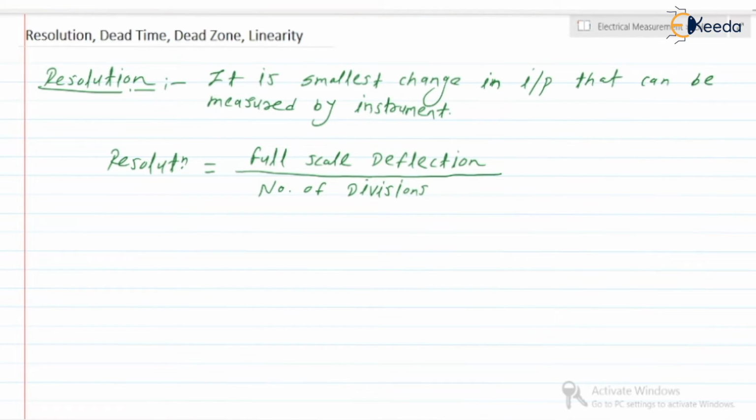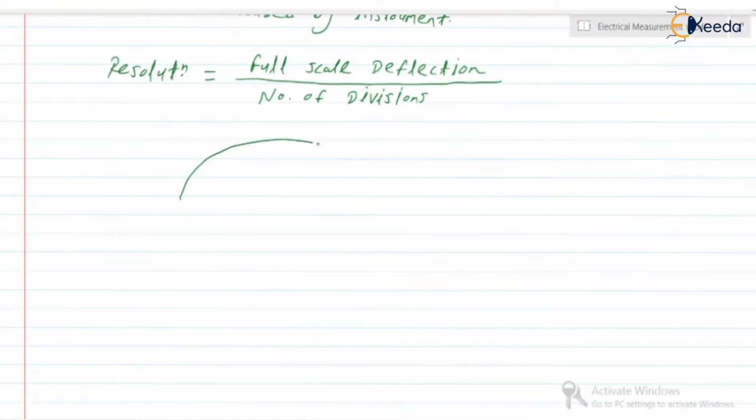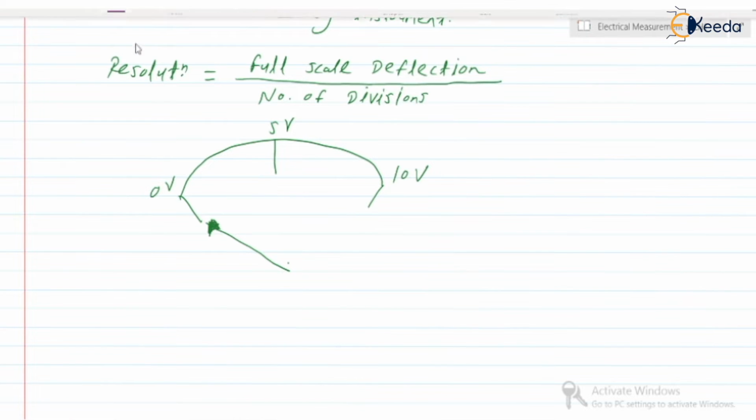For example, suppose we are having this type of voltmeter or scale. Suppose this is 0 volt, this is 5 volt, this is 10 volt, and here we are having a pointer. We are not having the subdivisions, only 3 divisions, for example. Now what is the smallest change in the input that can be measured by the instrument? After 0 the next division is directly 5 volt, so the smallest change should be equal to 5 volt. So this is the resolution.